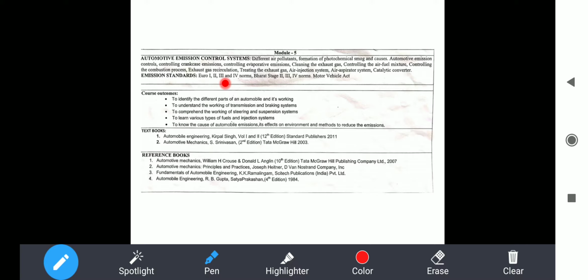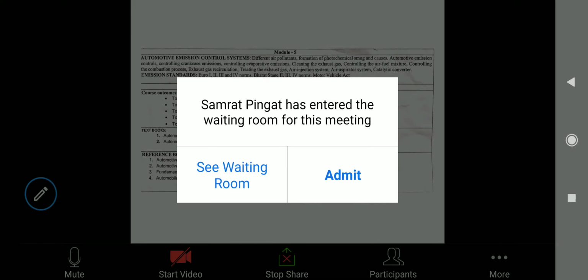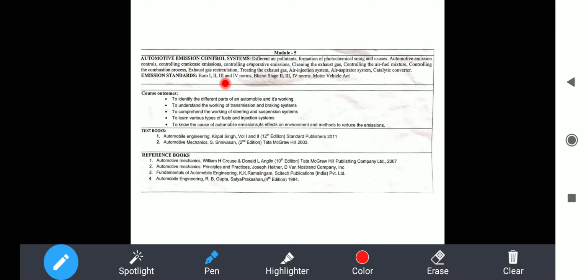So see, I will give one simple example. What is a car? The car has an engine, steering, wheels, glass, mirrors, cushioning, beds, everything. If you understand the total car, then you can write about each and every component.